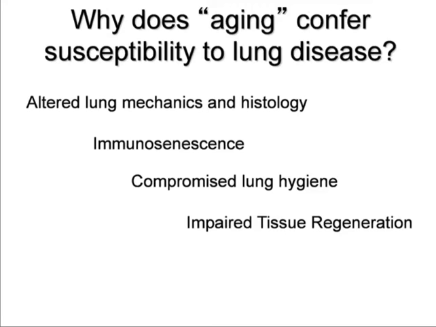Let's construct a coherent dissection of aging-related susceptibility to lung disease. We can focus on 4 major components. First, we have altered lung mechanics compromising our functional reserve. Second, we have immunosenescence impairing the ability to respond to pathogens and vaccines. Third, we see impaired lung hygiene. Lastly, we need to consider altered tissue regeneration.